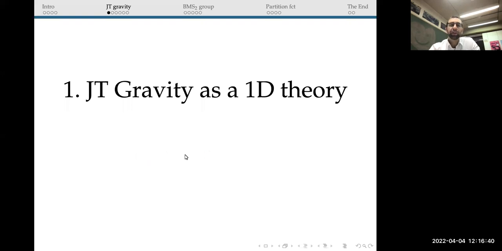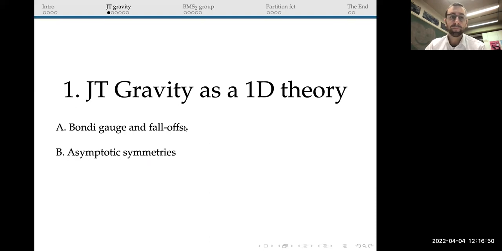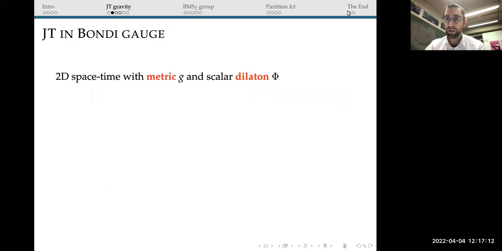Okay, so let me start with JT gravity, which I want to rewrite as a 1D theory. So here first, I'm going to introduce Bondi gauge in 2D and a specific choice of falloffs for my fields in the bulk. Then I'm going to work out the corresponding asymptotic symmetries, which will introduce the BMS algebra. And then finally, I'm going to show that one has to add a boundary term to the action and thereby find that the theory is effectively described with a one-dimensional mechanical action on the boundary of space-time. Okay, so that's the plan of this section. And so let me move on to this introduction.